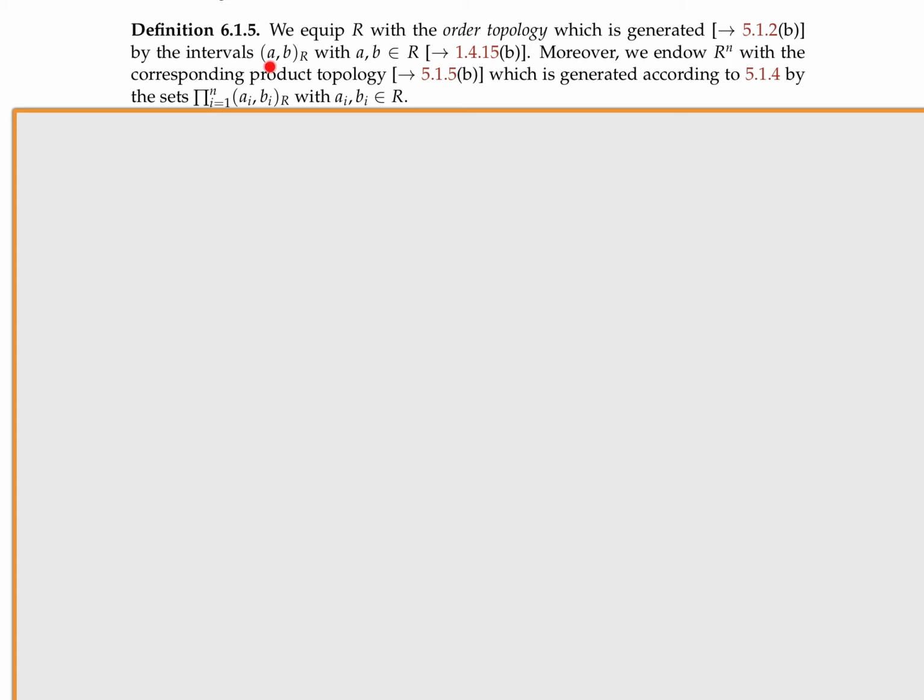So actually A less than x and x less than B. If A is greater than or equal to B, then this is actually empty, but that's no problem. Also, you can easily show that finite intersections of such intervals are again of that form, again such an interval. So that means a set is open in this order topology if and only if it's a union of such intervals, right?